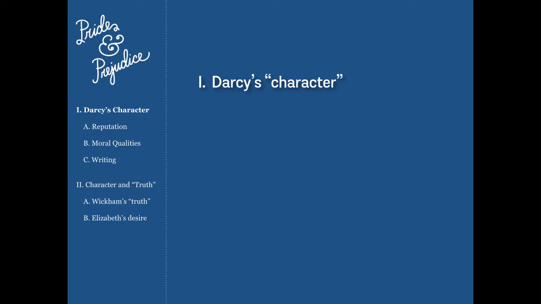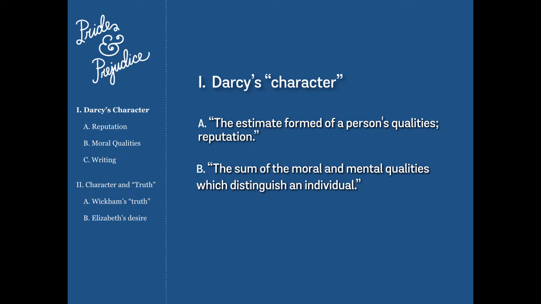So the definition that explains Darcy's use of the word character is number 13A in the dictionary, the estimate formed of a person's qualities. Reputation. Darcy is writing to Elizabeth to defend his reputation for dealing honorably with others. But behind that definition is another, the sum of the moral and mental qualities which distinguish an individual. This would be the qualities themselves as distinguished from the estimate formed of them. The estimate might be wrong.